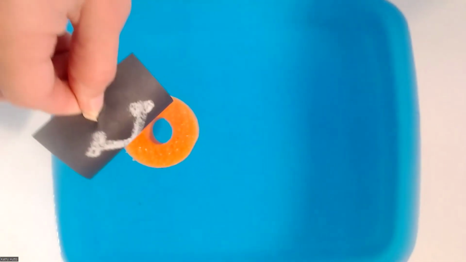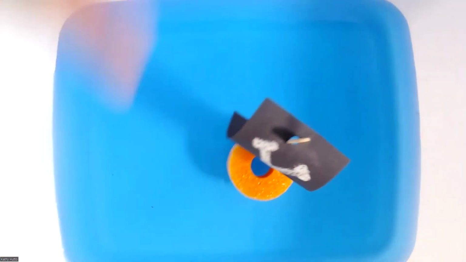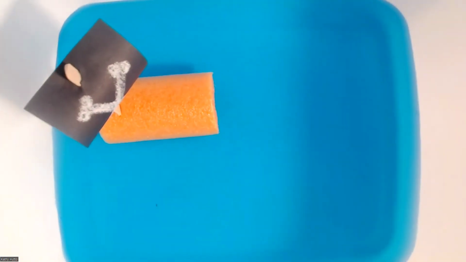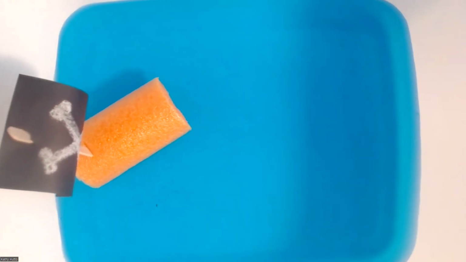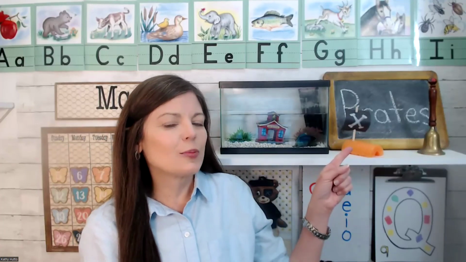Okay, so I have a bucket of water here. I colored the water blue just so you'd be able to see it a little bit better. So let's test out our pirate ship and see if it's seaworthy. It is! Our little pirate ship will float. Pretty cool. All right, let's try the other one. Let's try the bigger one. All right. Look, our little pirate ship will float. How fun. So I hope you have a great time making your own pirate ship today. There's our little pirate ship.